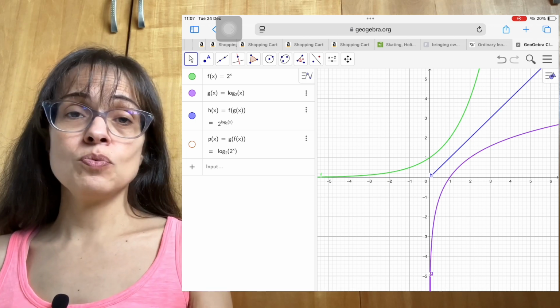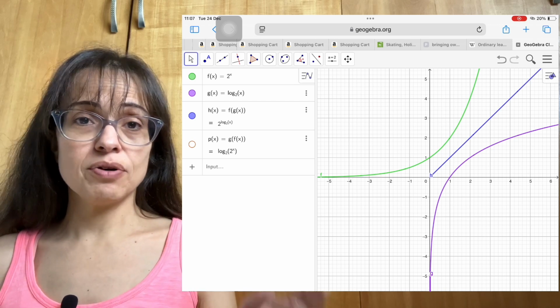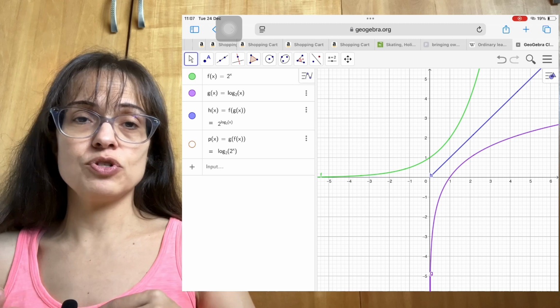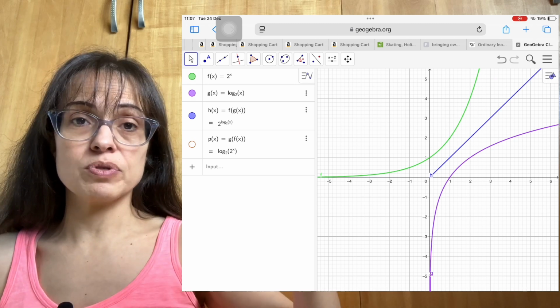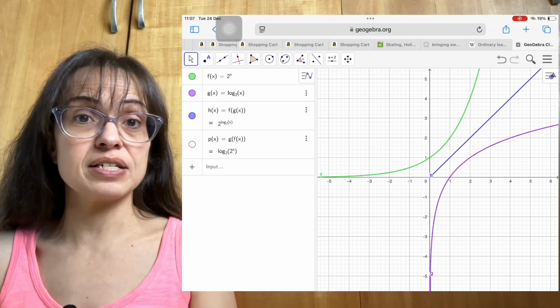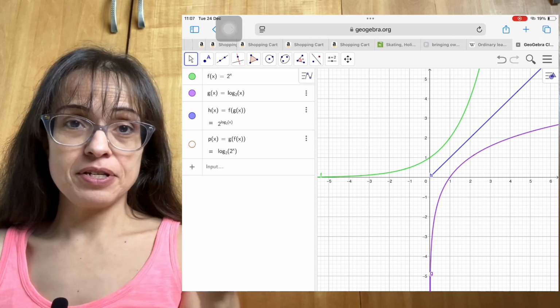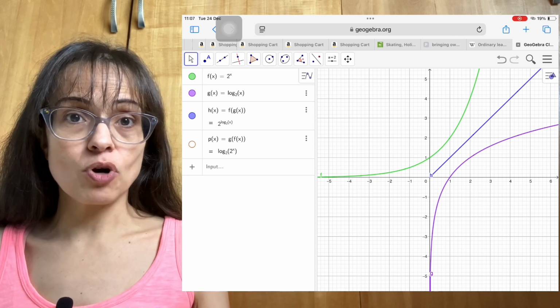And this kind of thing will work for any pair of inverse functions. When you compose one inside of the other, then the answer is just going to be the line y equals x, because one operation is canceling out the other one. And then maybe it's just going to be one part of that line due to domain problems.